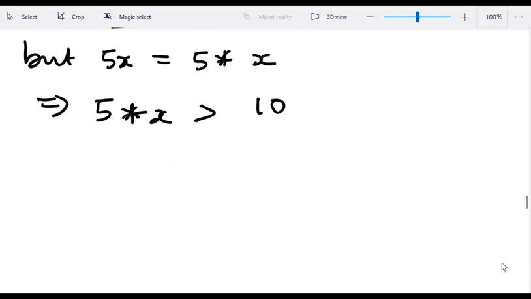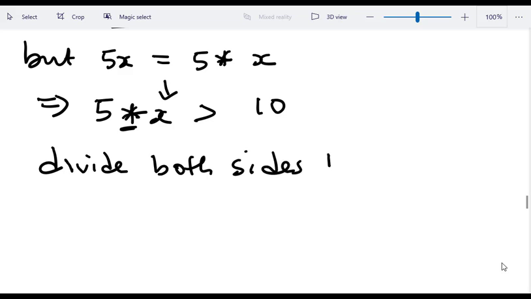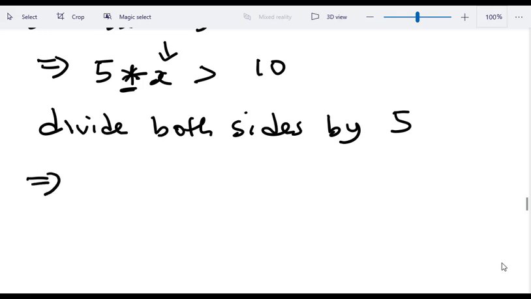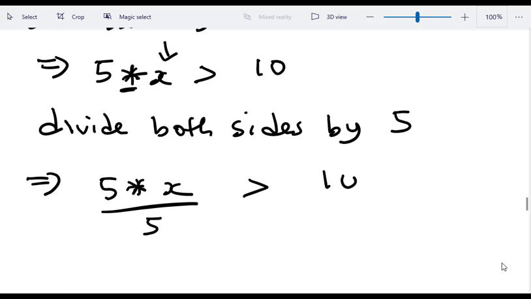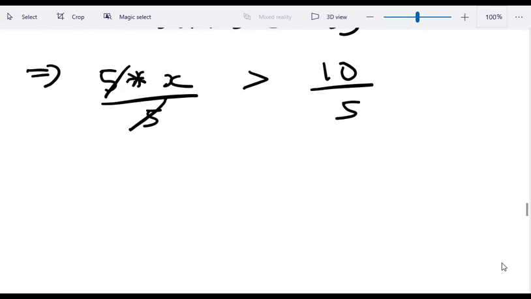As you proceed, our interest is to get x, not 5 times x. To achieve that, we already have multiplication here. To deal with multiplication, you divide. We say divide both sides. We must divide both sides by 5 so that x will be alone. If this happens, we'll have 5 multiplied by x divided by 5 greater than 10 divided by 5. This cancels this. x falls down. We then have x greater than 10 divided by 5, which will obviously give us 2. So this is the answer.